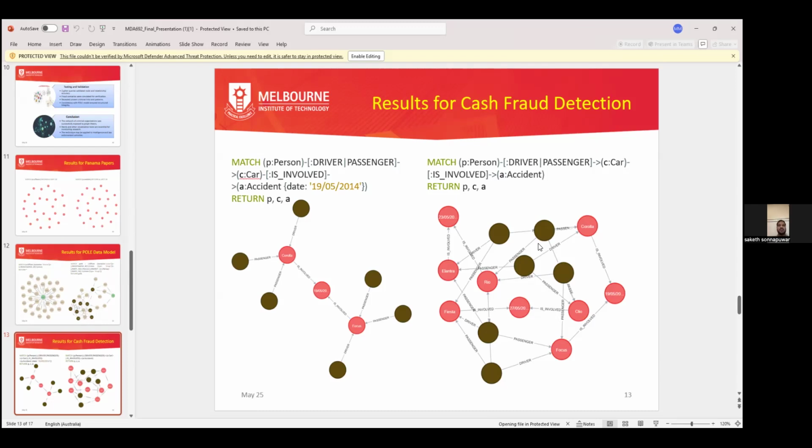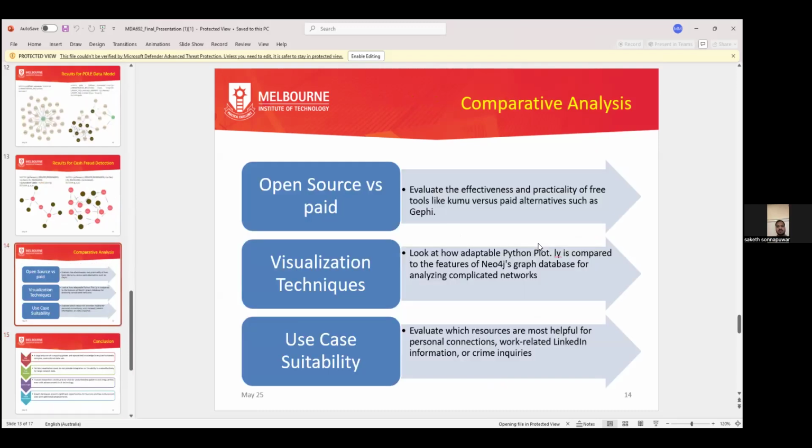Now, coming to the comparative analysis. Finally, we compared all our databases like LinkedIn, Panama Papers, the POL model, and fraud data. Each one required a different data approach depending on its structure, but across all of them, graph analysis helped us reveal deeper insights and hidden connections. This shows how powerful and adaptable the method is, whether it's for social networks, financial crime, or criminal investigations.